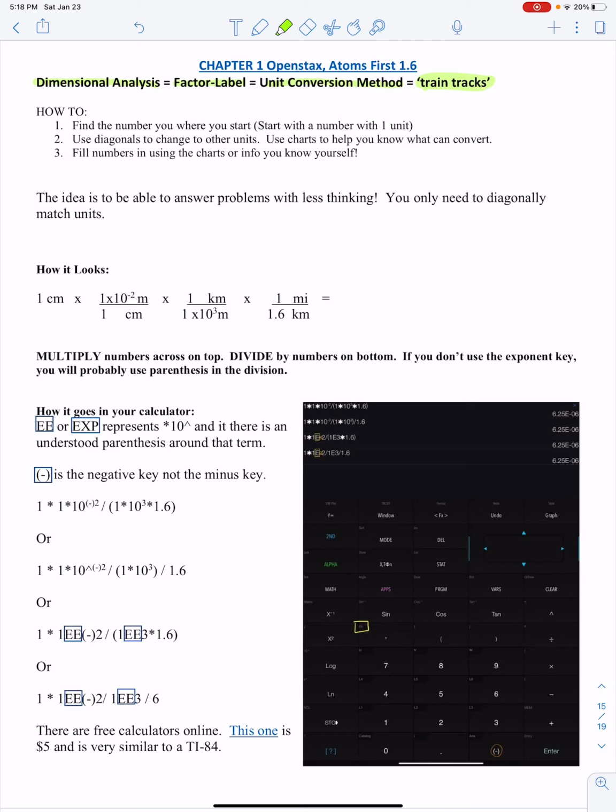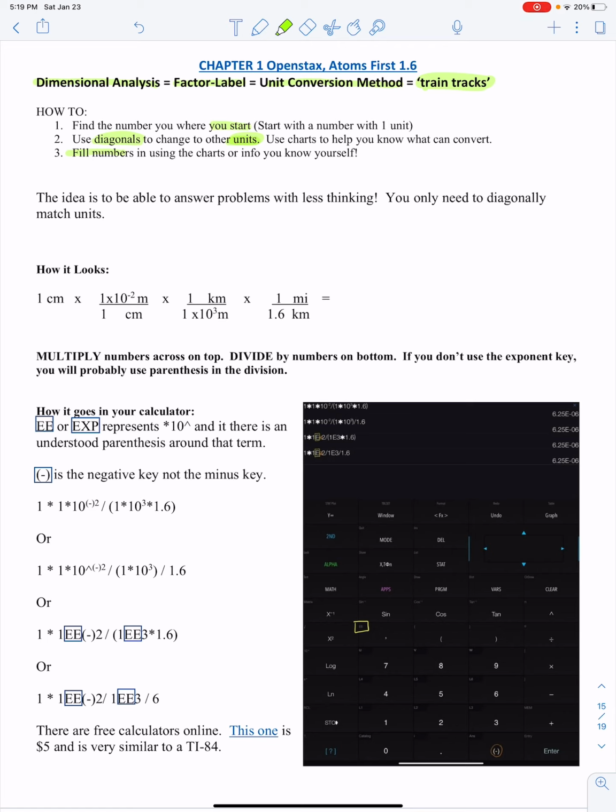What you will learn how to do is first you're going to find the number that you start with. You use diagonals to change to other units. And we have charts that will help. In fact, one of the main charts you're going to want to use is at the front of this chapter. And then after you get all the units in place, you have to fill in the numbers.